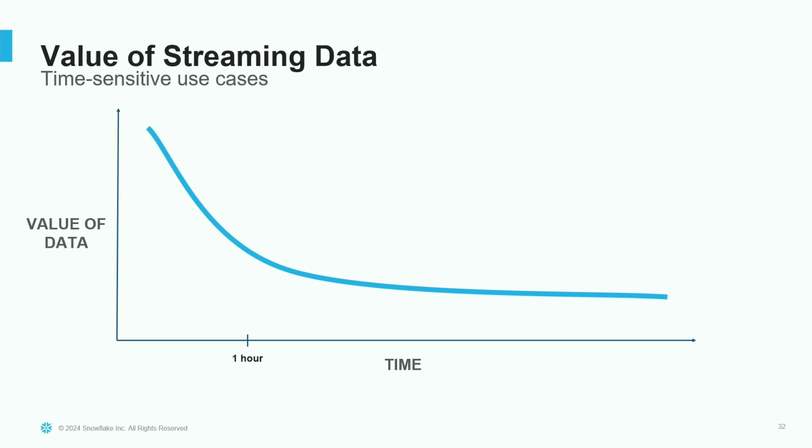The key takeaway from this chart is that for time-sensitive use cases, the value derived from your data diminishes over time. This graph is not meant to be a generalization and only applies to time-sensitive use cases.